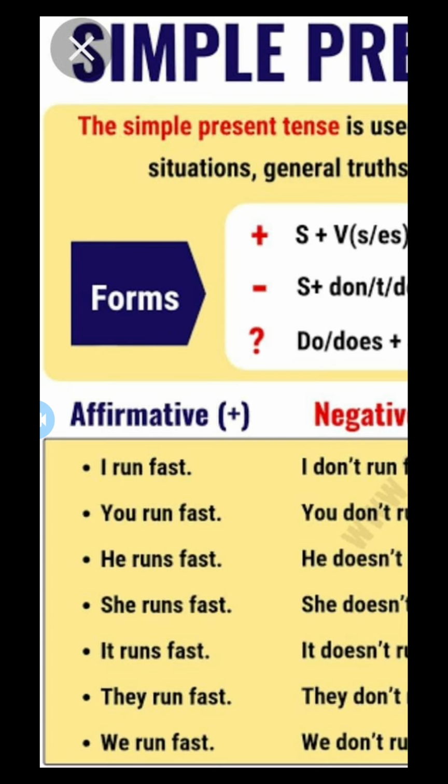Look at the examples. I run fast, because I is do family. You run fast, you are do family. Next, listen. He runs fast. He runs because he is does family, so we should add S at the end of the verb. She runs fast. She is does family. It runs fast. It's does family. Did you understand how to make positive sentences?